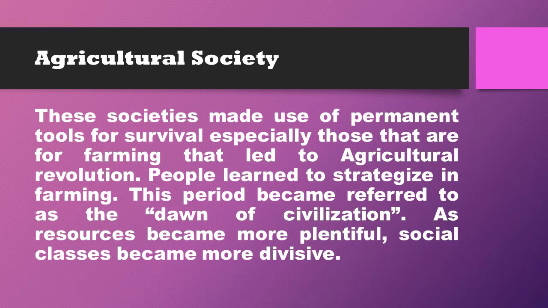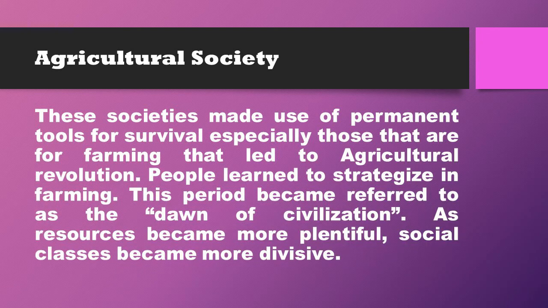The last type of pre-industrial society we have is the agricultural society. So during the time of pastoral and horticultural societies, people were just using small and temporary tools such as digging sticks or hoes for agriculture. So for cultivating their plants, they were just using small tools. Whereas in agricultural societies, people learned how to rely on permanent tools for their survival.